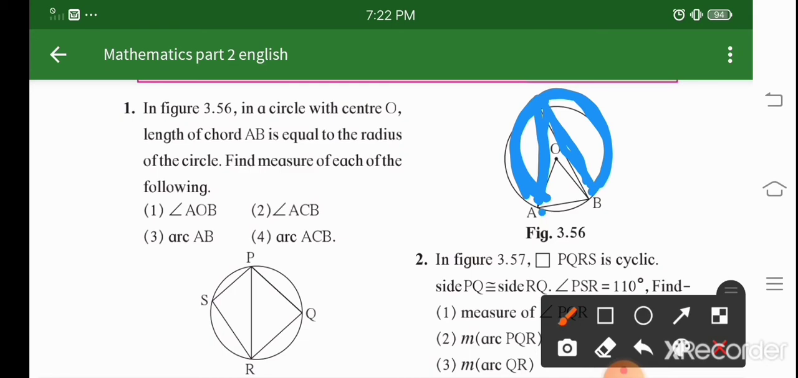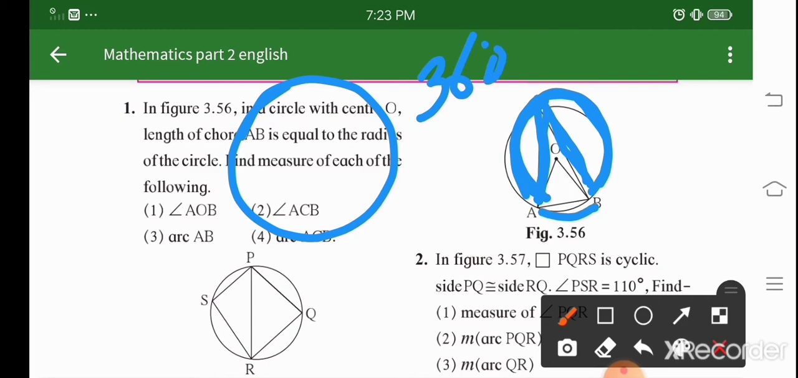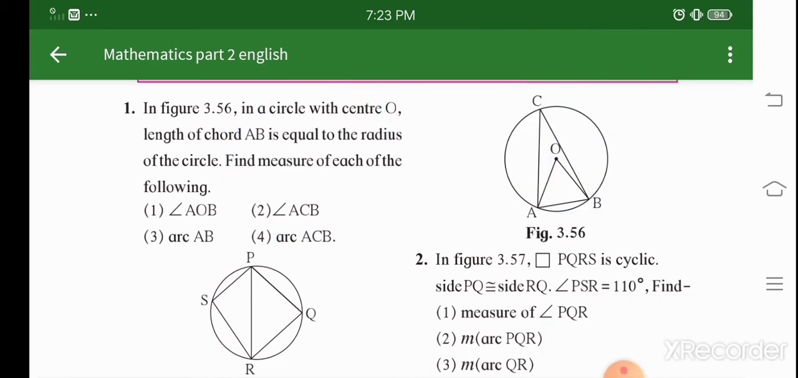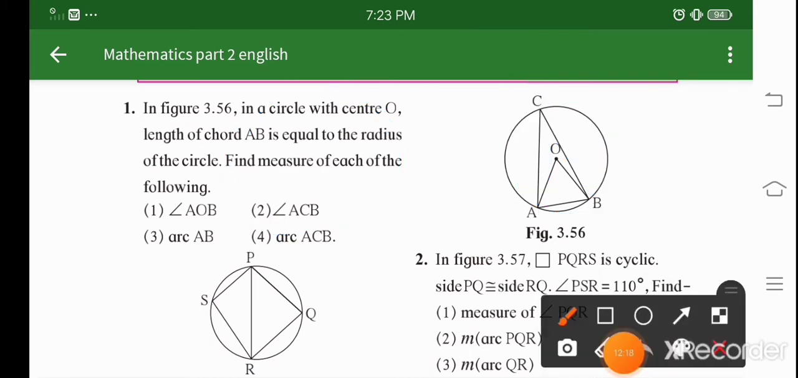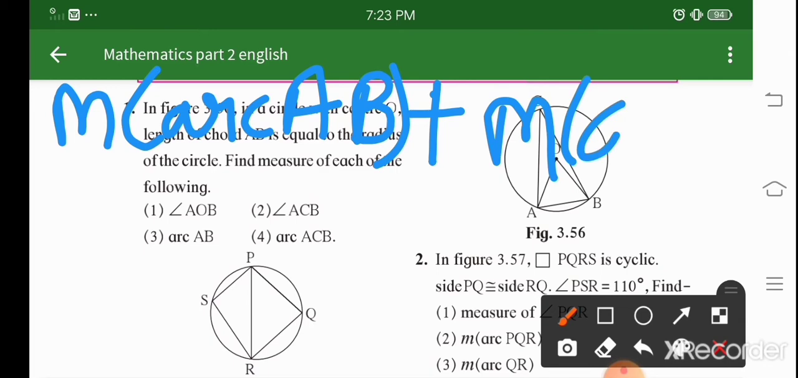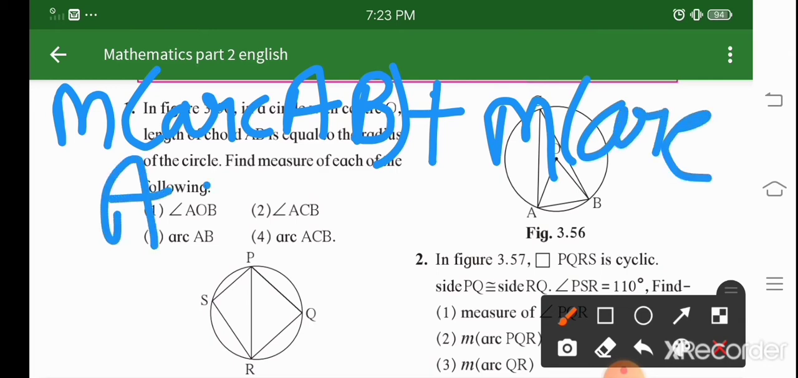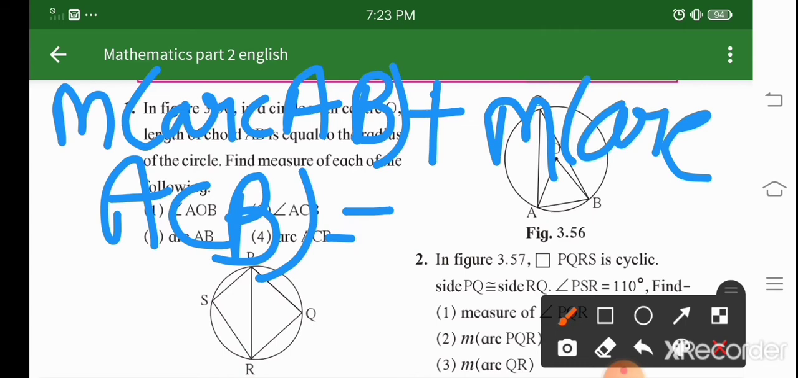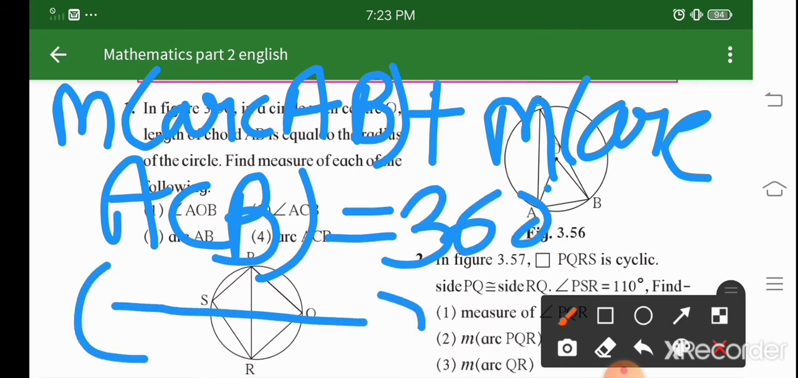So now we have the value of this arc AB, and we know the whole circle has 360 measurement. So we can just use that property and find out the value of that major arc ACB. Okay, so let's get started. So now what do we have to write? Just write over there: measure arc AB plus measure arc ACB will be 360. And write the reason, that is measurement of the circle, that is 360.